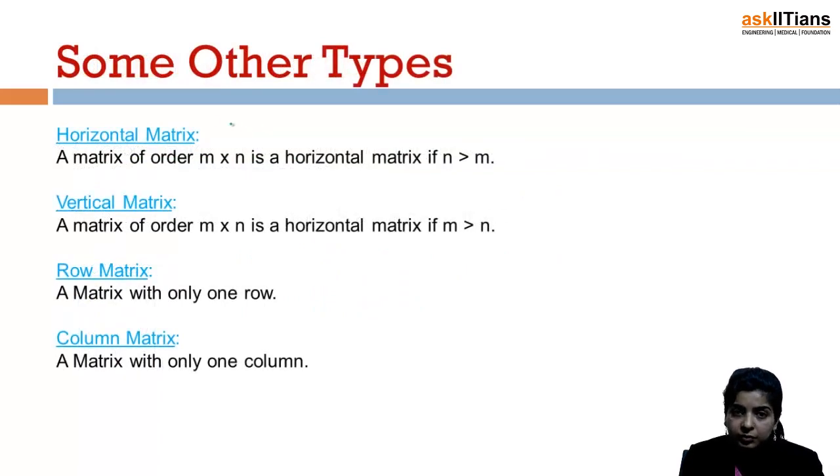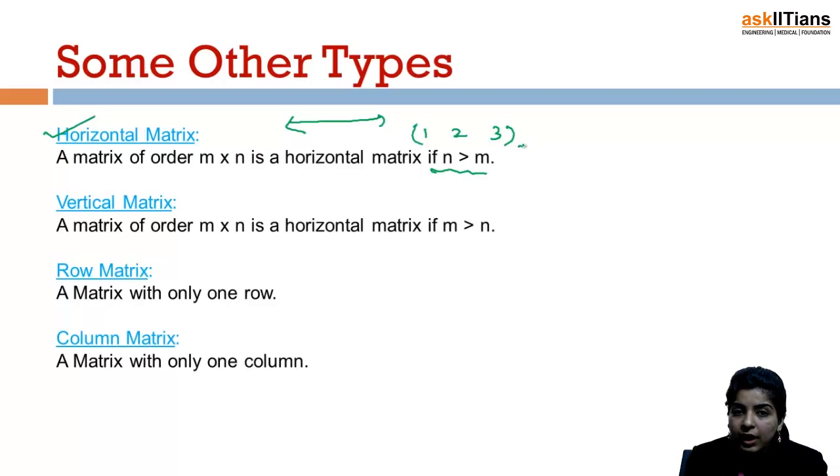Now we have some other kinds of matrices. First of all, we have a horizontal matrix. Horizontal, if you remember, the direction is sideways, this way. Lying position is horizontal. So a matrix of order m cross n is called a horizontal matrix if n is greater than m. Suppose I have a matrix of this form.